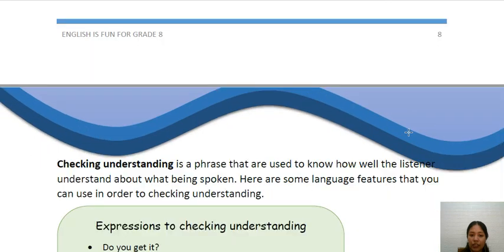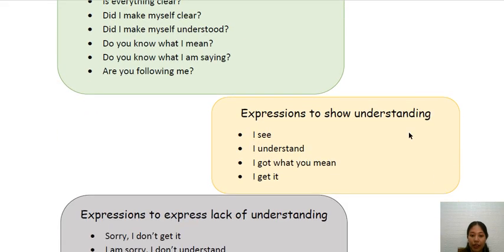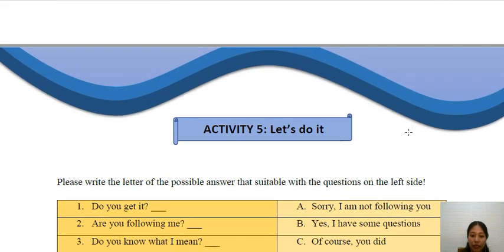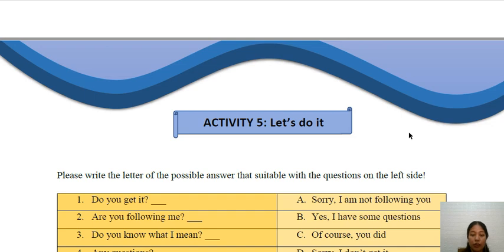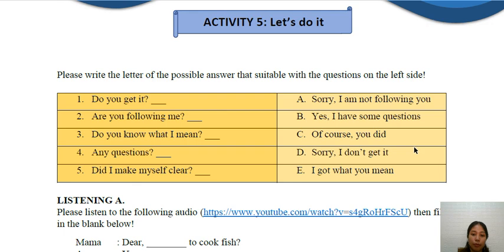And next, related to the previous material, this is the explanation of checking understanding. This activity emphasizes reading comprehension skill. And next we move to activity 5, in which we have two activities. The first one is language features, in which the students have to write the possible response related to the question on the left side. And the questions are still about checking understanding.